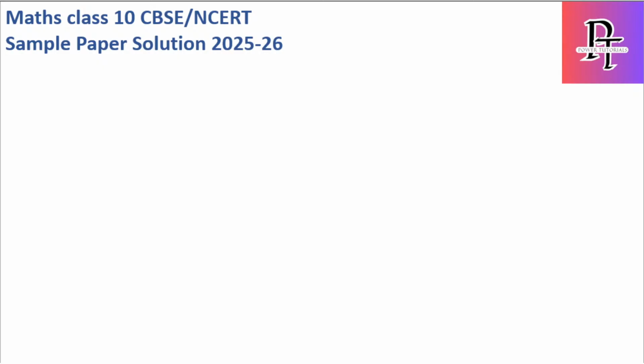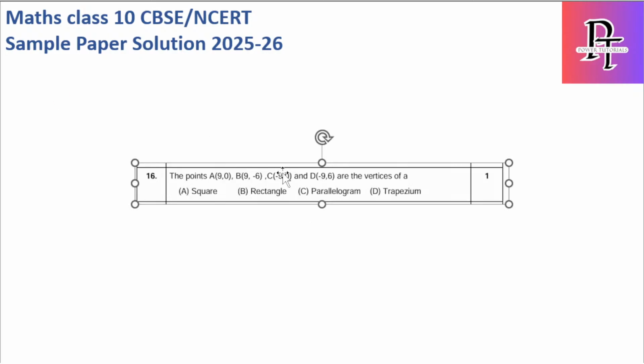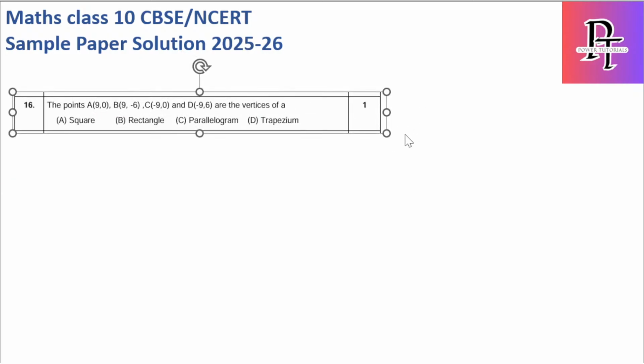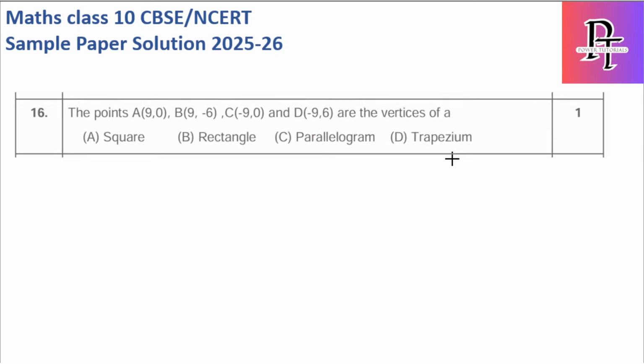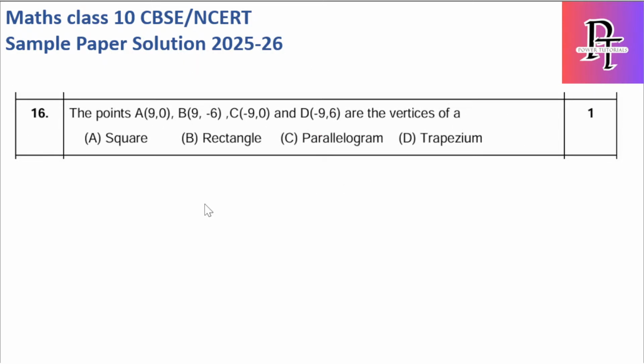So the 16th question is, they are giving you 4 points and they are asking you which quadrilateral it is. This we already covered, how to find. But as this is just an MCQ of 1 mark, I'll help you with the trick to solve it faster, and I'll also tell you how to solve it for 2 or 3 marks questions. Okay.